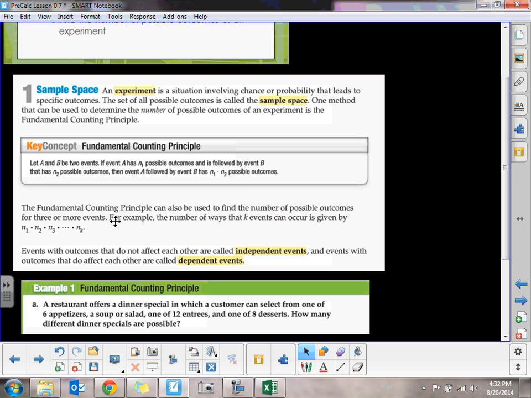This fundamental counting principle can also be used to find the number of possible outcomes for 3 or more events. It's just that we have to multiply the number of ways the first event can happen times the number of ways the second event, third event, fourth event, all the way down to the kth event.